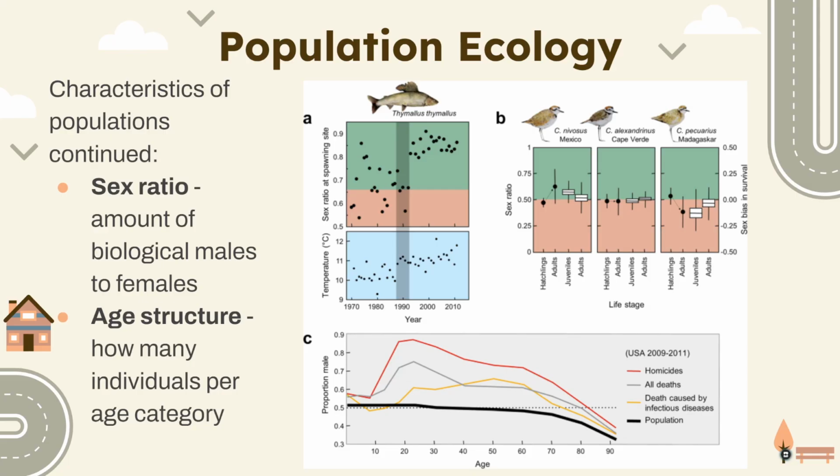Our population characteristics continue with sex ratio and age structure. The sex ratio is the amount of biological males to females. In many species, a ratio close to 50-50 is ideal for maximizing reproduction. Age structure is a look at how many individuals fall into each age category. This helps predict future population trends. The charts here illustrate how these characteristics can be studied. For example, chart C shows the proportion of males to females across different ages in the human population and how that ratio is affected by causes of death.